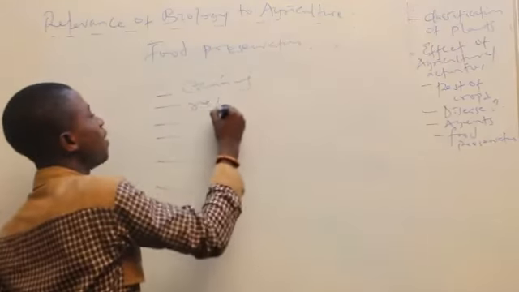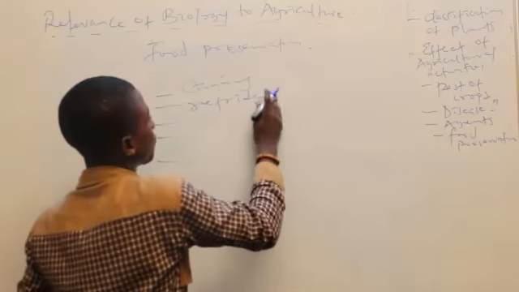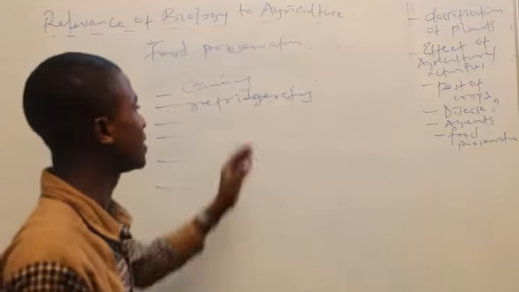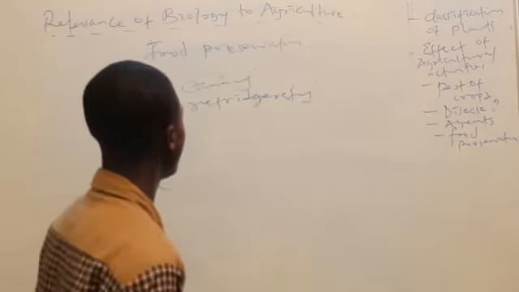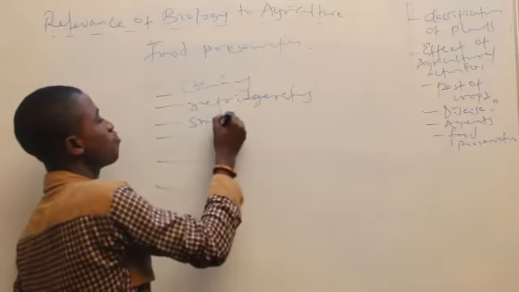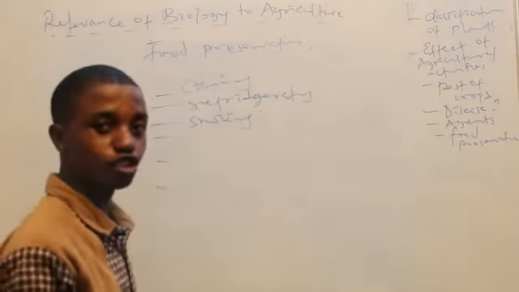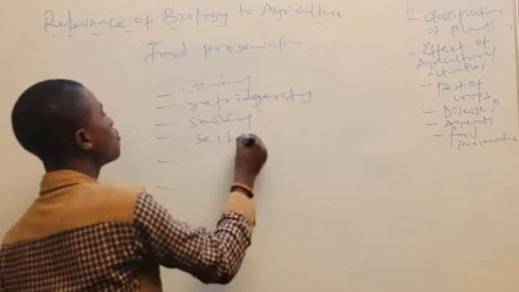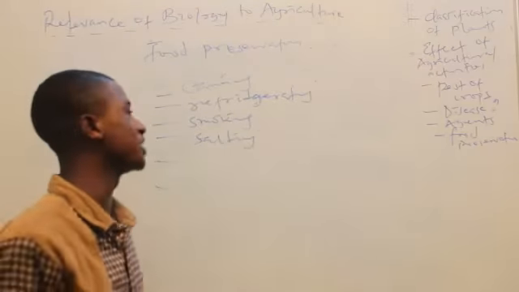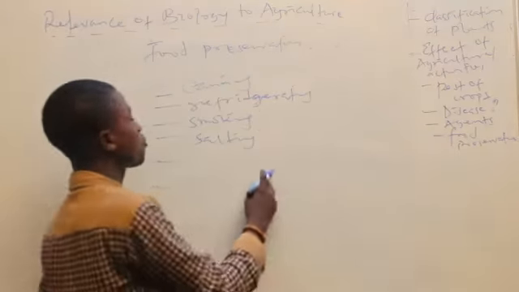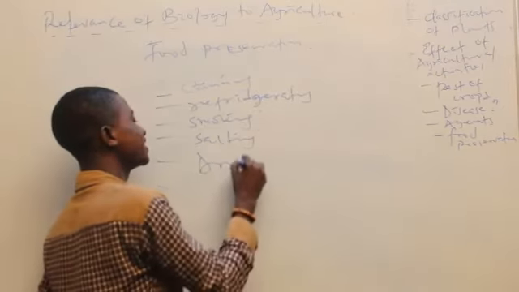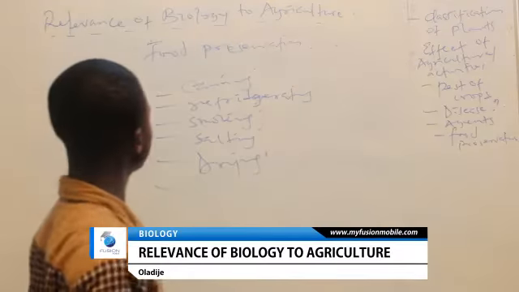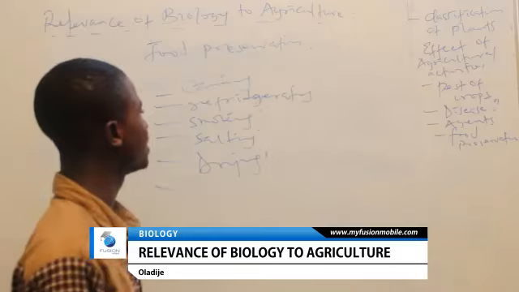We have canning, we have refrigerating. It could actually be refrigerated as well, and that is, you cool it to a particular temperature. Then we have smoking, just like the way you smoke your fish. We have salting. You salt it so as to inactivate any bacteria on it. Aside from salting, we have drying. This is natural drying; you spread it in the sun. That is drying, salting, smoking, refrigerating, and canning.